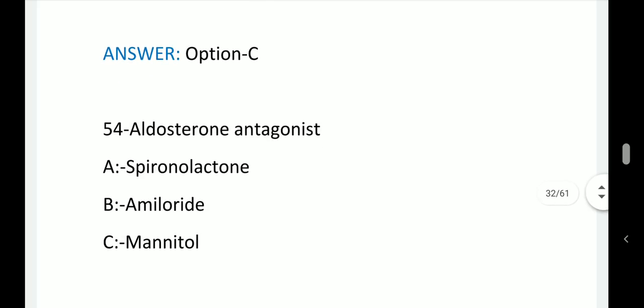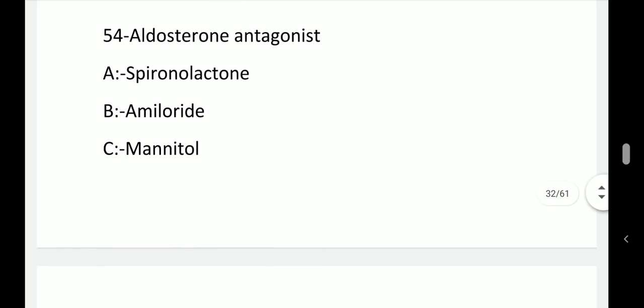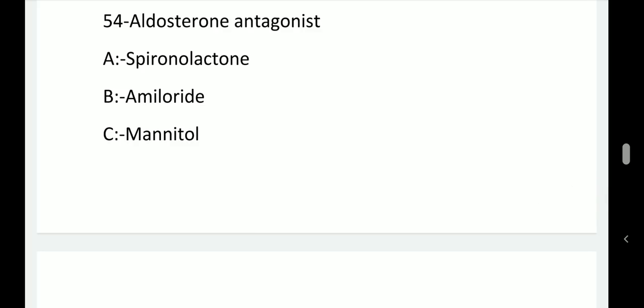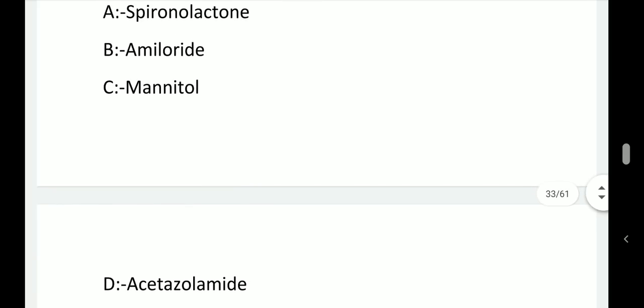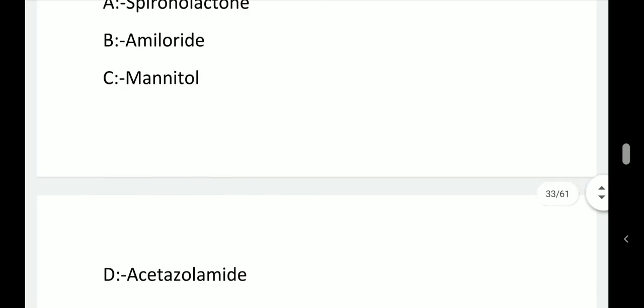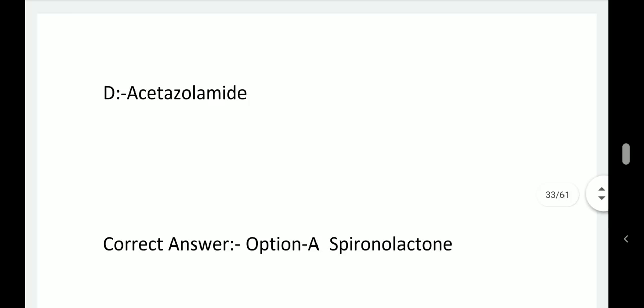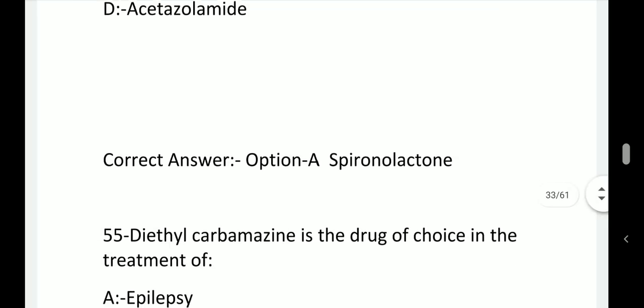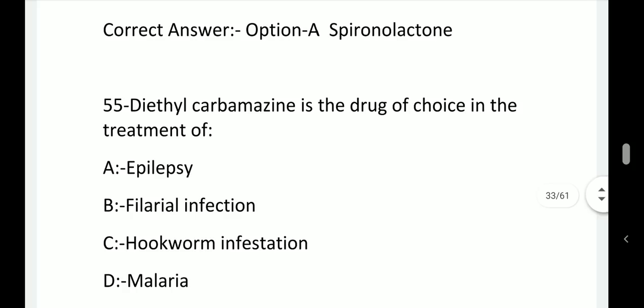Question number 54. Aldosterone antagonist. Option A, spironolactone, option B, amiloride. Option C, mannitol. Option D, acetazolamide. Answer is option A, spironolactone. Question number 55. Diethylcarbamazine is the drug of choice in the treatment of option A, epilepsy.